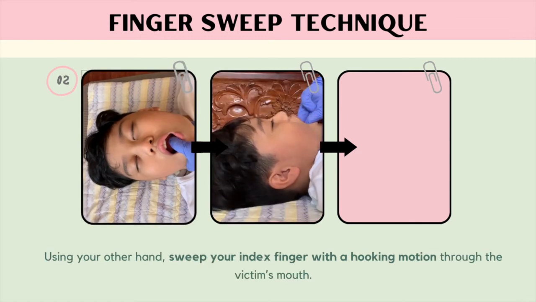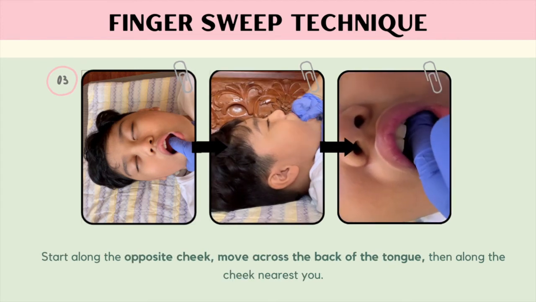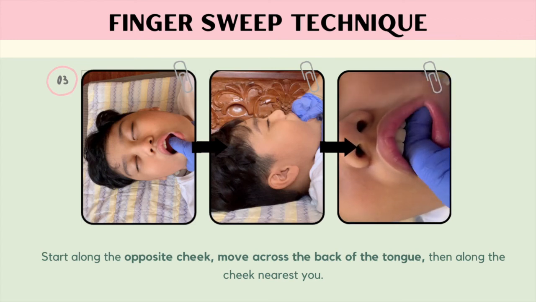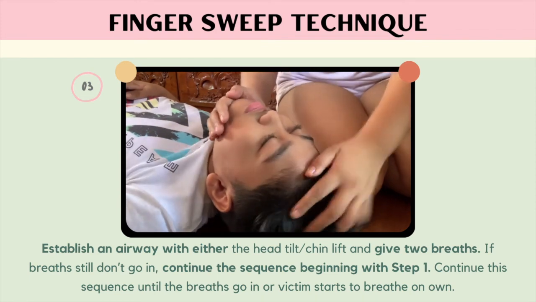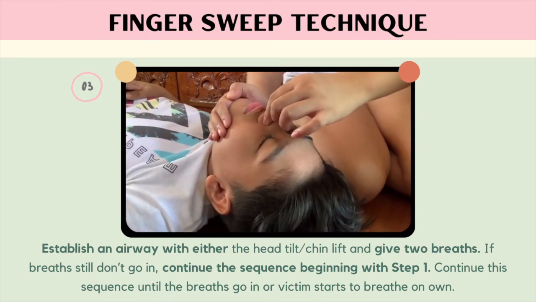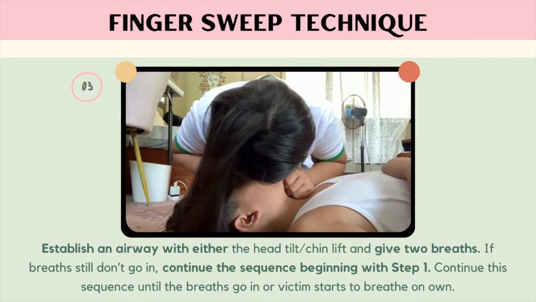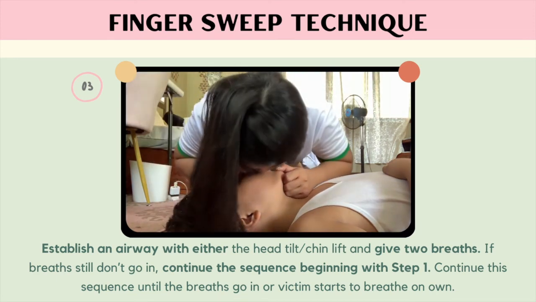Using your other hand, sweep your index finger with a hooking motion through the victim's mouth. Start along the opposite cheek, move across the back of the tongue, then along the cheek nearest you. Establish an airway with either the head tilt or chin lift and give 2 breaths. If breaths still don't go in, continue the sequence beginning with step 1. Continue this sequence until the breaths go in or the victim starts to breathe on his own.